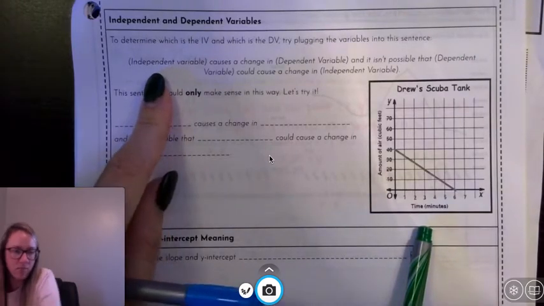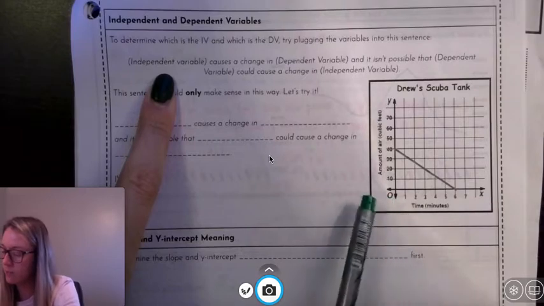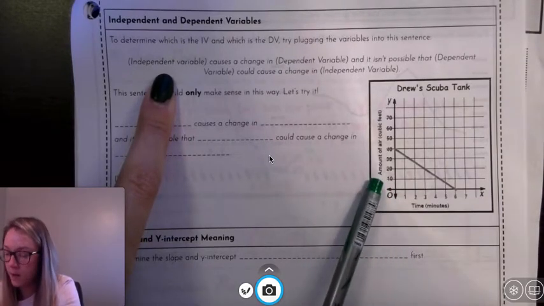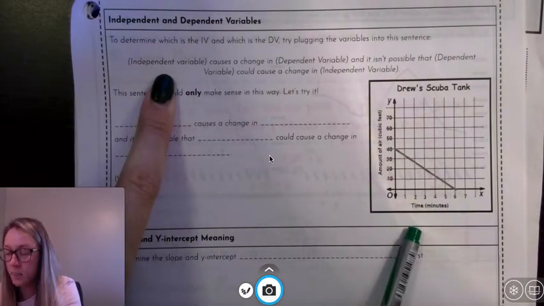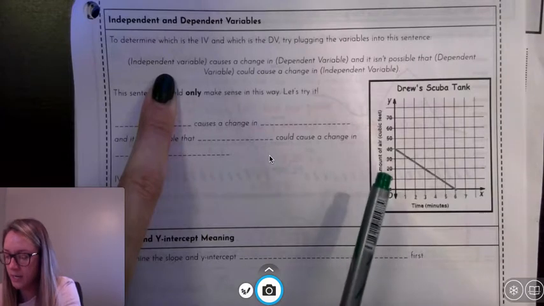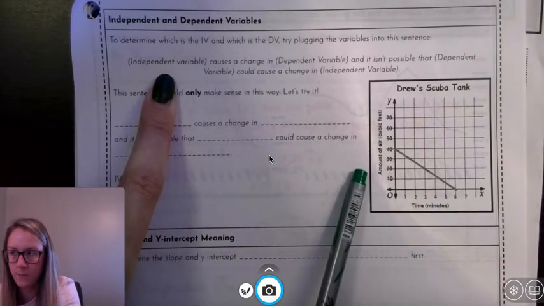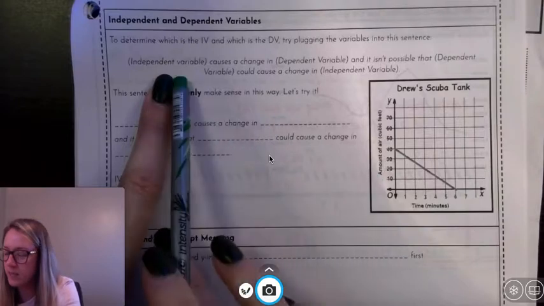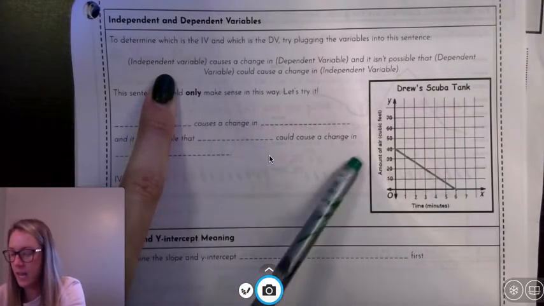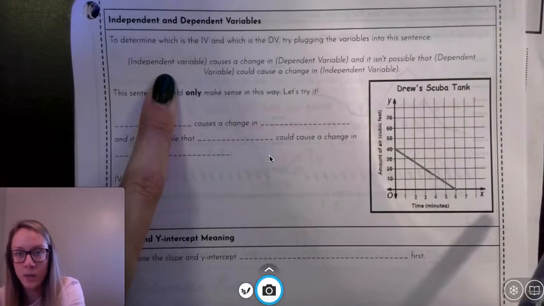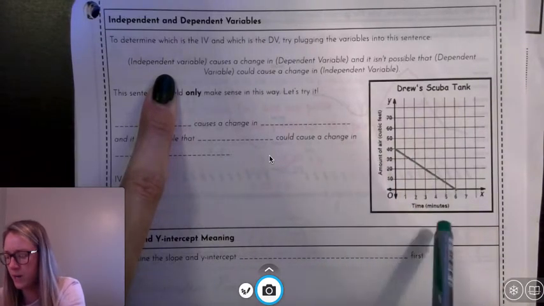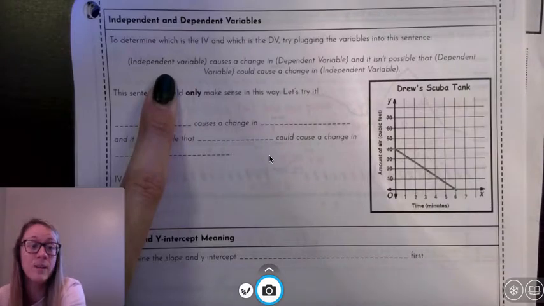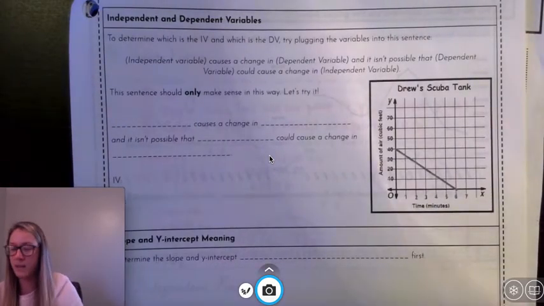I think that makes sense, but let's try the other way just to make sure. So the amount of air in my tank causes a change in time, and it isn't possible that time could cause a change in the amount of air in my tank. I don't think that makes sense because that's saying, let's say my tank all of a sudden loses a bunch of air quickly. That would cause time to also change really quickly, which is not possible. So the amount of air can't change time. Time is going on at its own speed. So that means that time is my independent variable.